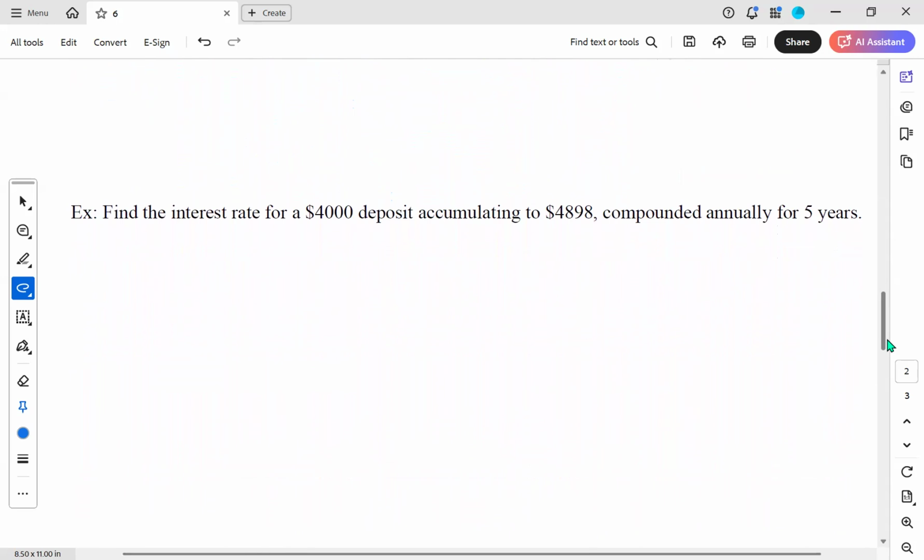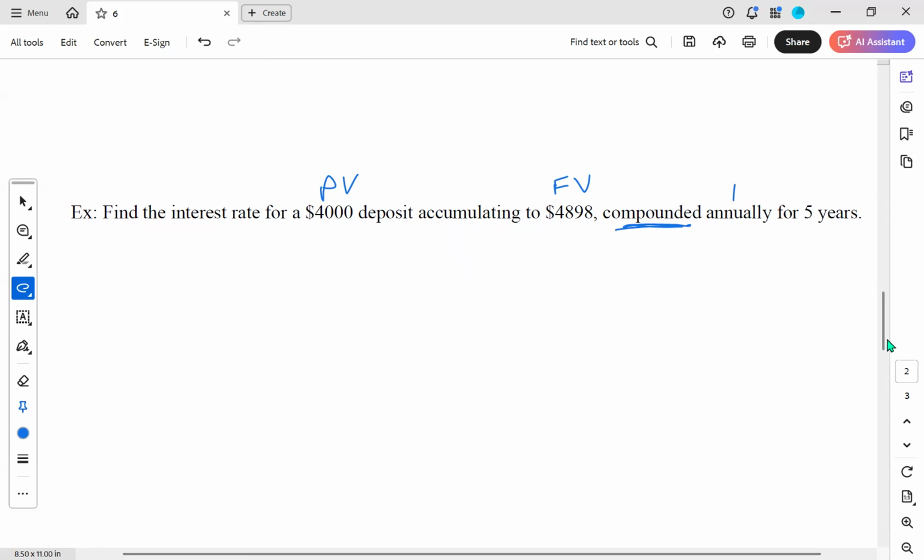All right, find the interest rate for a $4,000 deposit accumulating $4,898 compounded annually for 5 years. All right, so 4,000 deposited right now, so this is telling us that this is our present value. The $4,898 is your future value. If you always question which one is which, the future value is always more than the present value. We're compounding annually, so that's going to be 1. Again, the word compound is there, so that throws me into my compound formulas for 5 years.